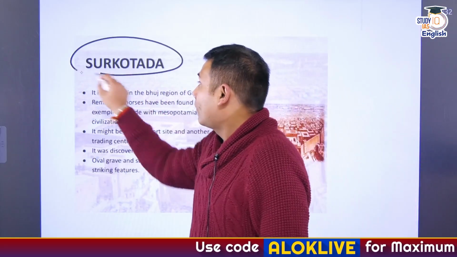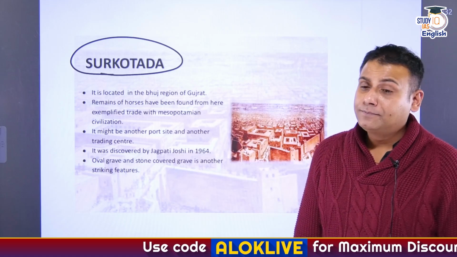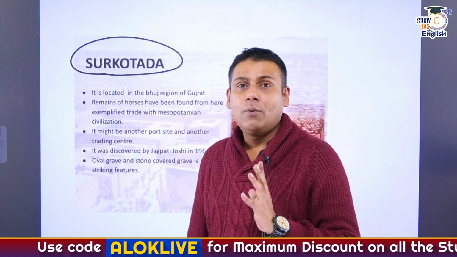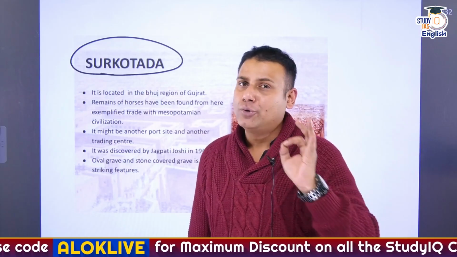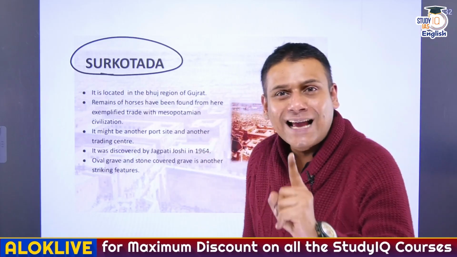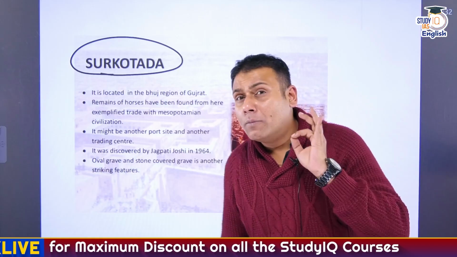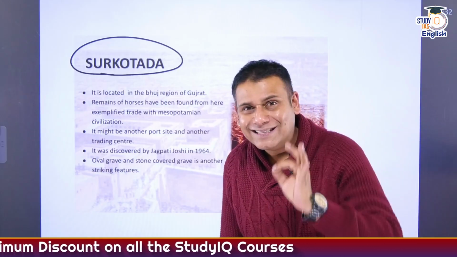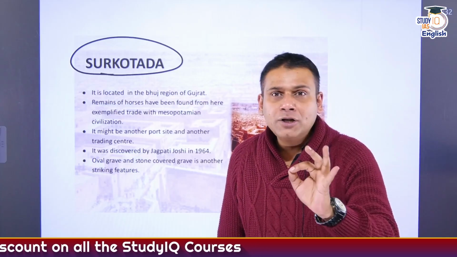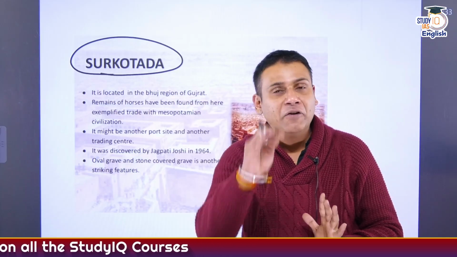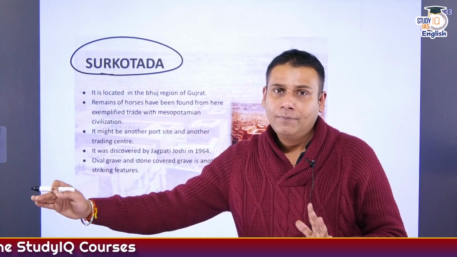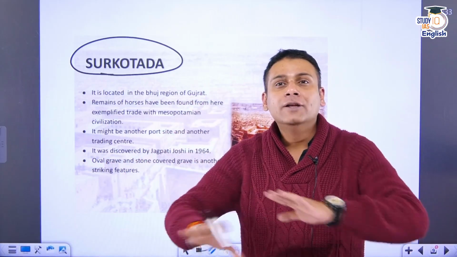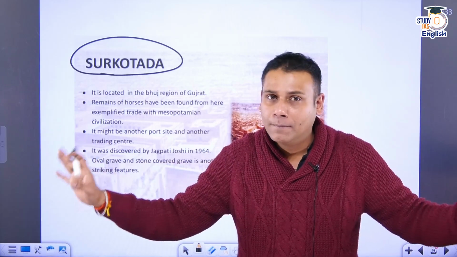Surkotada, another important site from the region of Gujarat. Now, the site of Surkotada is located in Gujarat and it was discovered in 1964 by Jagpati Joshi. For the first time, horse remains have been observed at the site of Surkotada. The point to be noted here is, although the remains of horse have been found at the site of Surkotada located in Gujarat, the IVC site of Surkotada, or in general IVC, is not at all horse-centered.